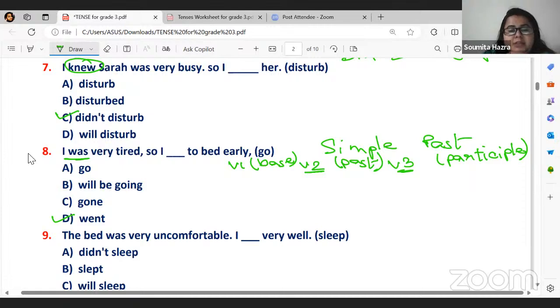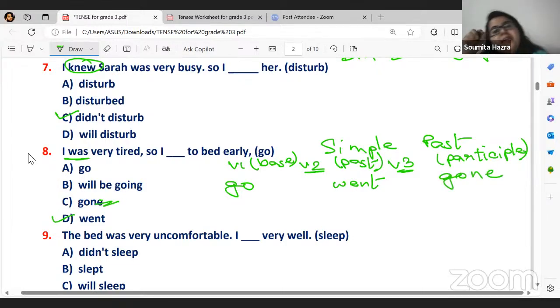Now the base form, the main verb, is go. The past form, the V2 form that you are supposed to use here, is went. Gone is the V3 form. Gone is the V3 form. Okay, it is the participle form. Participle, not particle. This is the participle form.